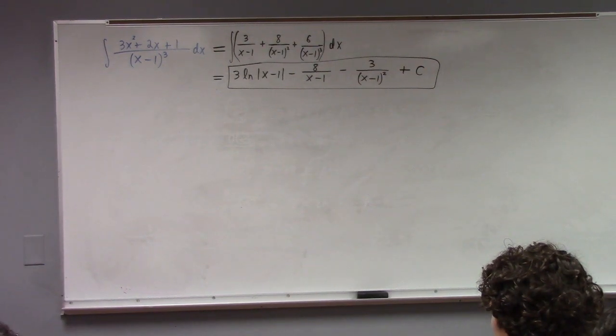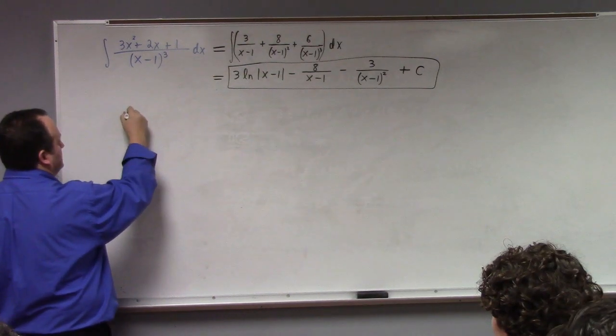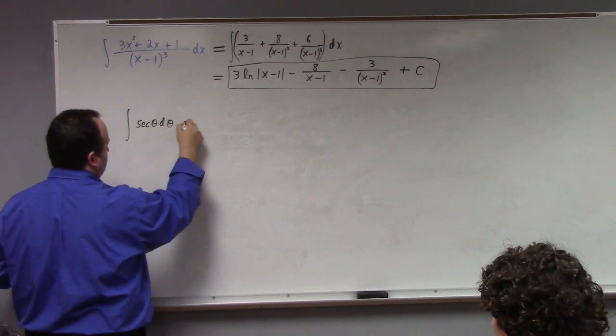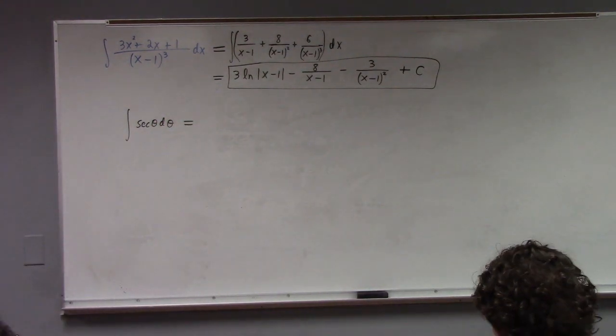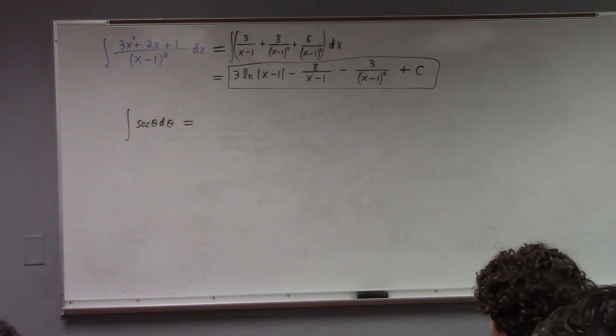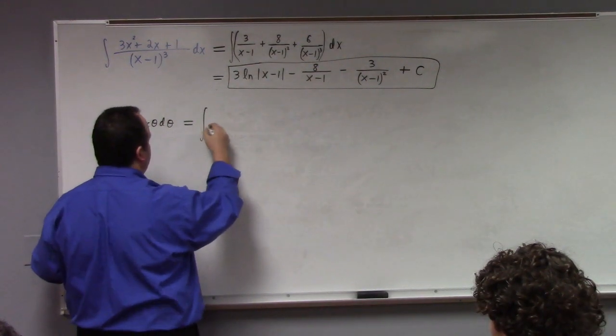So let me show you something else before we forget. What if we want to integrate secant theta? Well, you guys know, right? We do natural log of the absolute value of secant plus tangent. Hopefully we've learned that by now. But now we have means to derive it, actually. Check this out.